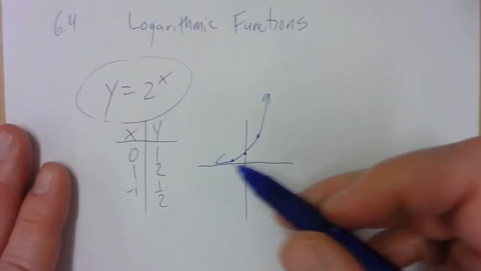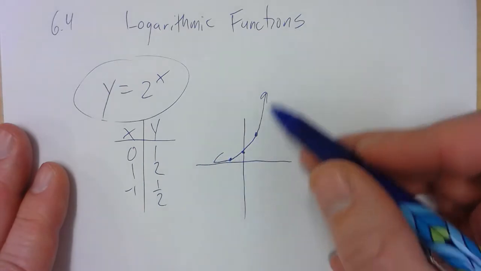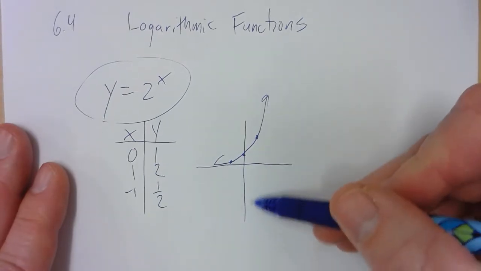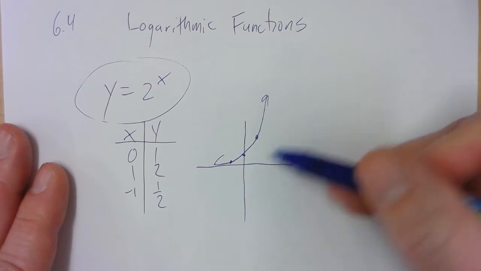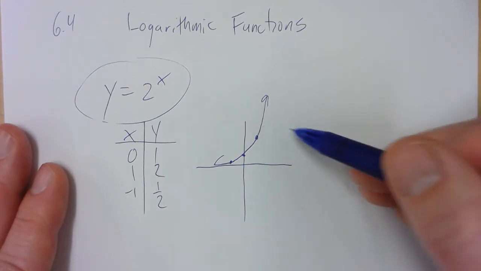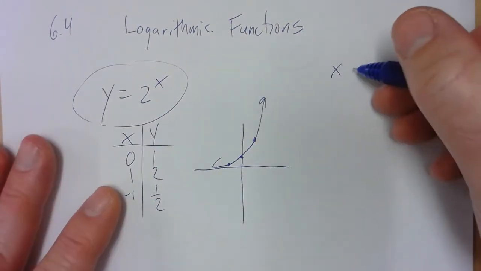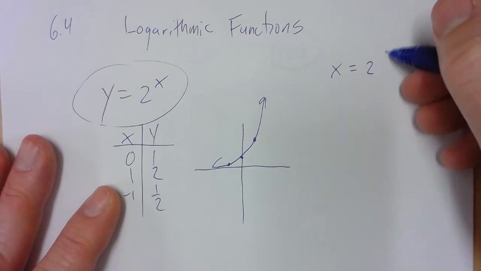Now, this is a one-to-one function. What's important about the fact that this is a one-to-one function is that when you do the inverse of it, the inverse is also a function. The inverse of any one-to-one function is also a function. So how do you find the inverse? You switch x and y, solve for y.